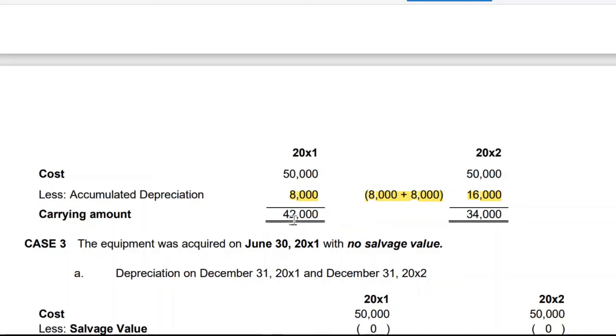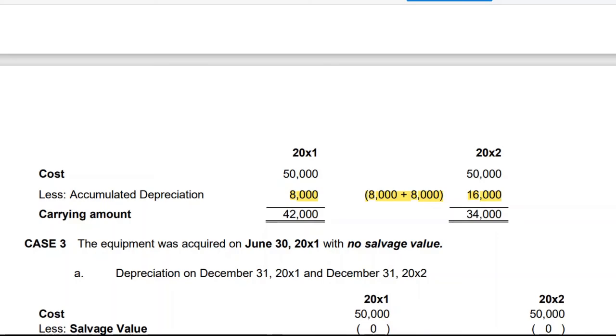So to get the carrying amount, simply deduct the accumulated depreciation from the cost. So for 20x1, your carrying amount is 42,000, and for 20x2, that's 34,000.